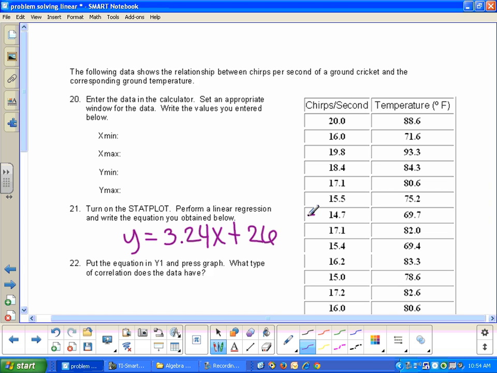Okay, maybe 14 to 20. So let's go from 10 to 20. We want it as close as we can get it. We don't have to worry about drafting it on paper this time, so we're just talking about the calculator. So 10 to 20. What about for our temperature? You want from 50 to 100? Okay. I think that's what I used already, so that sounds good.